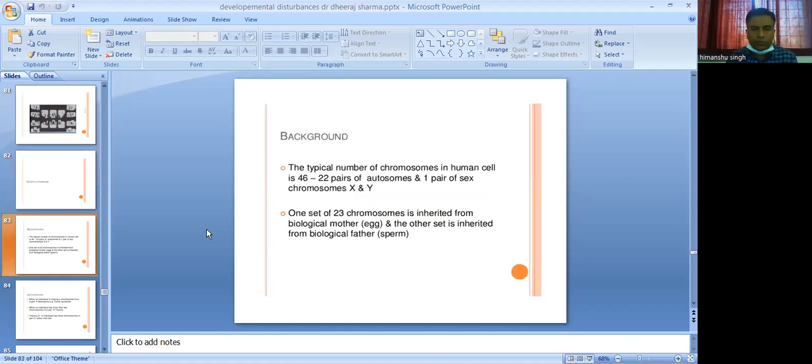Down syndrome. The typical number of chromosomes in a human cell is 46. Out of 46, 22 pairs are autosomes, which is 44 in number, and one pair is the sex chromosomes, that is X and Y. One set of 23 chromosomes is inherited from the biological mother, and the other set is inherited from the biological father.